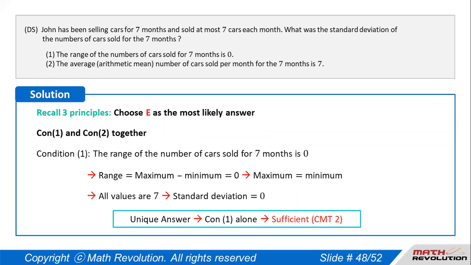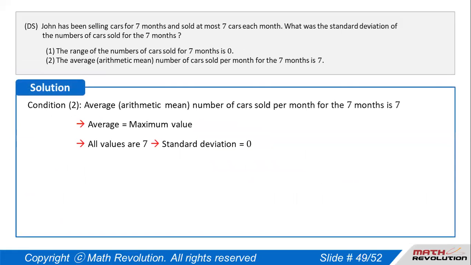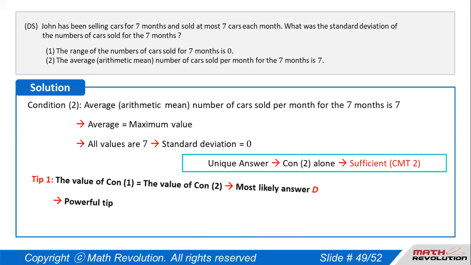So that happens to be a unique answer. Condition 1 alone is sufficient. If we talk about condition number 2, it says the average number of cars sold per month for the 7 months is 7. Average will become the maximum value because range is 0. This is what we have learned, right? So all values are 7. Standard deviation is again 0. It's again a unique answer.